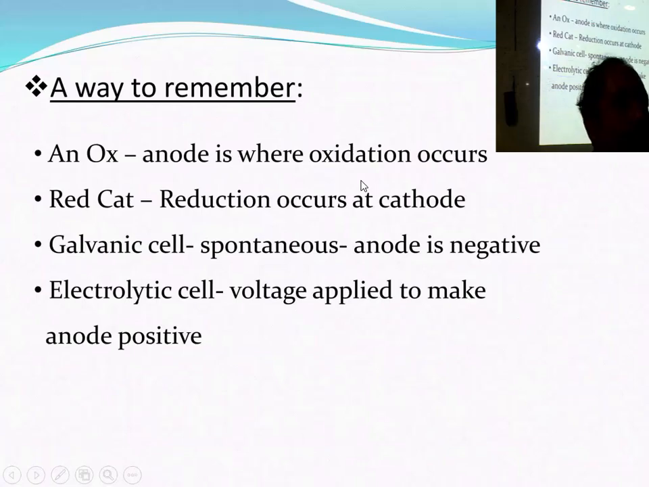Oxidation reaction is happening at the anode, and reduction reaction is happening at the cathode. So 1 mole of electrons? 1 mole of electrons means Avogadro number of electrons, 6.023 times 10 to the power 23. Yes. So in an electrolytic cell, the voltage is applied to make the anode positive.